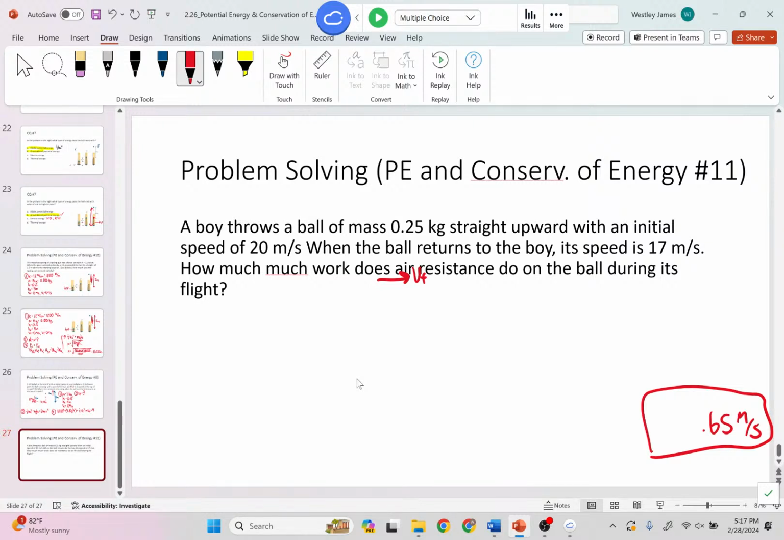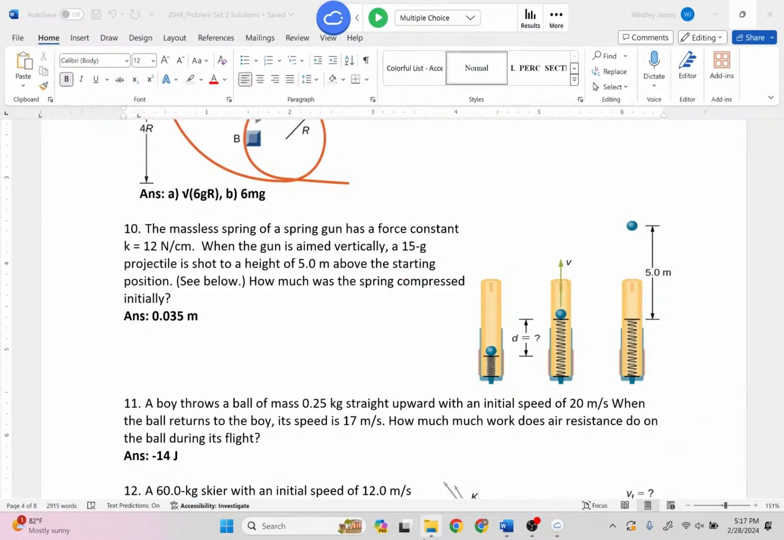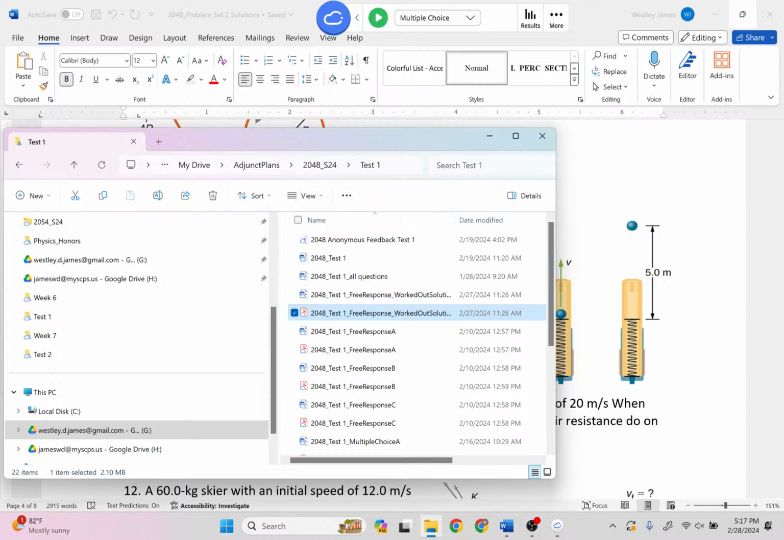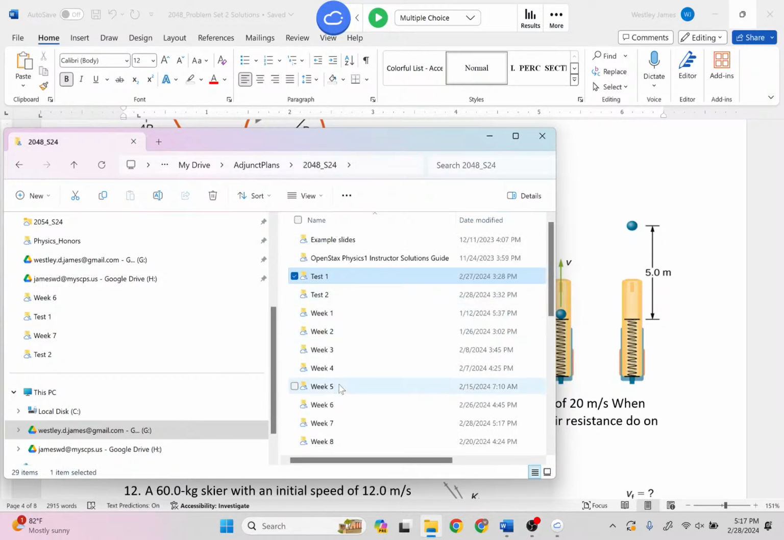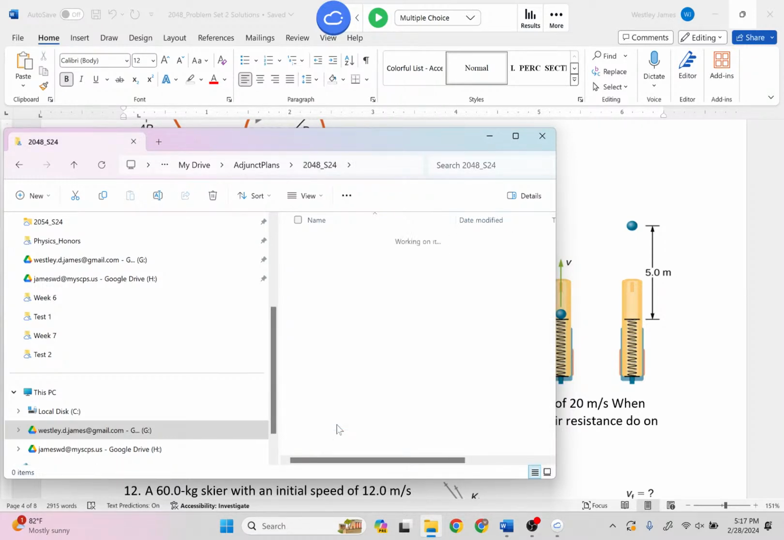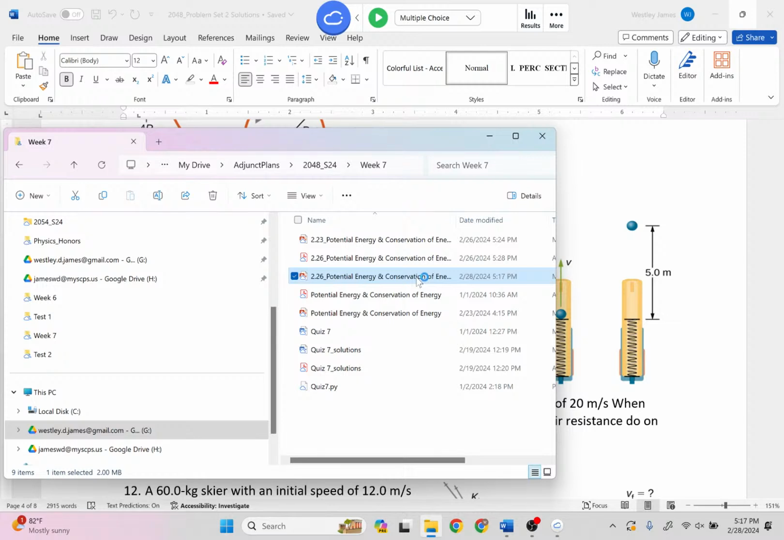A boy throws a ball of mass 0.25 kilograms straight upwards with an initial speed of 20 meters per second. When the ball returns to the boy, its speed is 17 meters per second. How much work did air resistance do to the ball during its flight? I like this problem because it utilizes an idea that we talked about before, in week 7. And this one's actually very easy to do. Super easy problem.